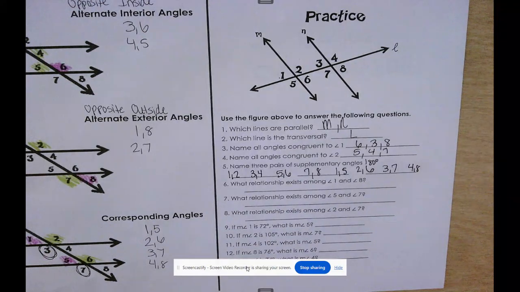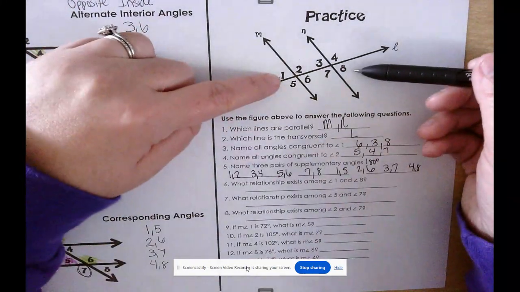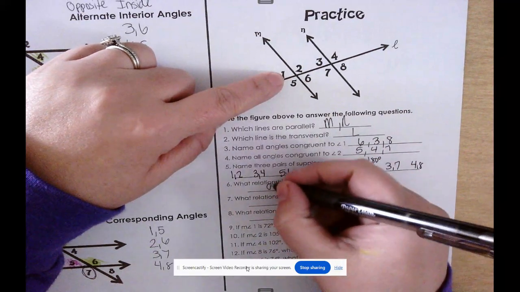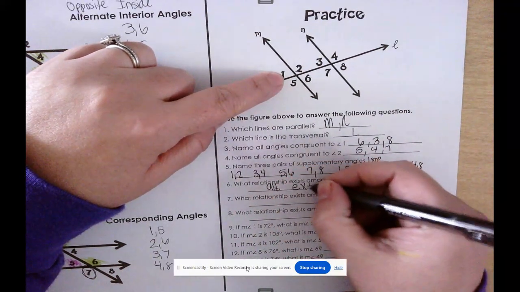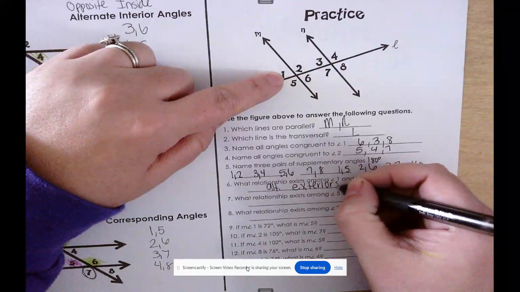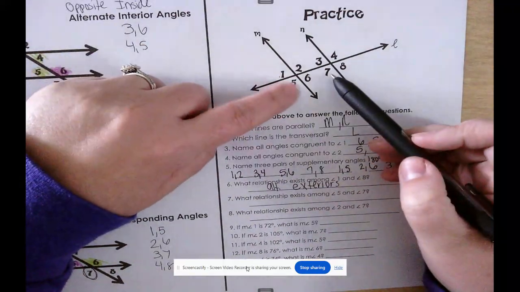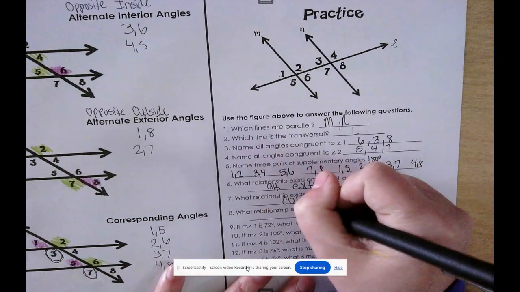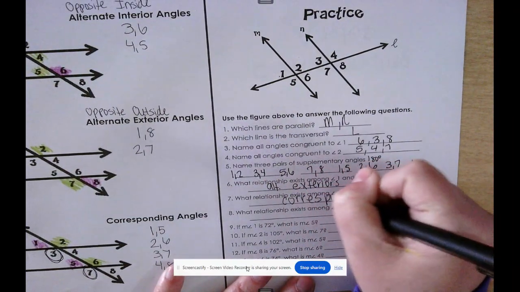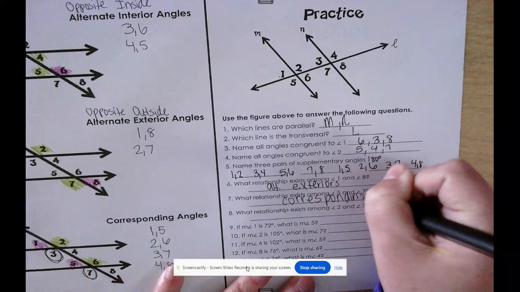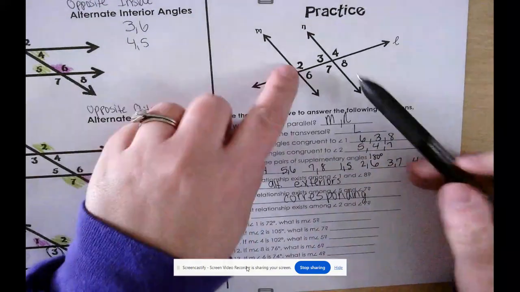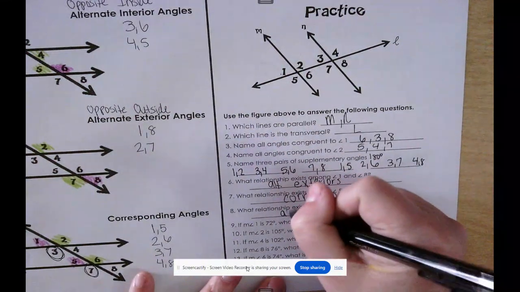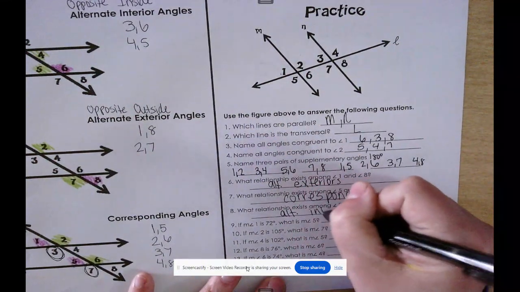So what relationship exists among 1 and 8? So 1 and 8 are both on our outside. So these are our alternate exterior angles. What relationship exists among 5 and 7? Since they're on the same side, these are what we call our corresponding. We have one angle on the inside and one angle on the outside. What exists between 2 and 7? Those are in between our parallel lines. Those are going to be our alternate interior angles.